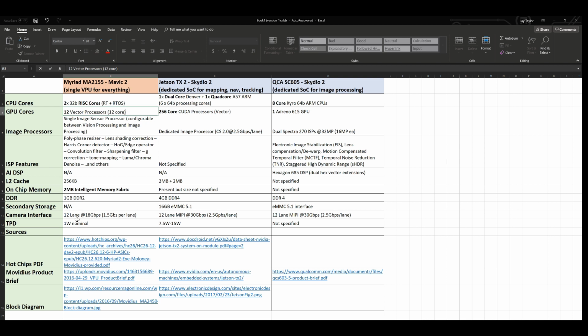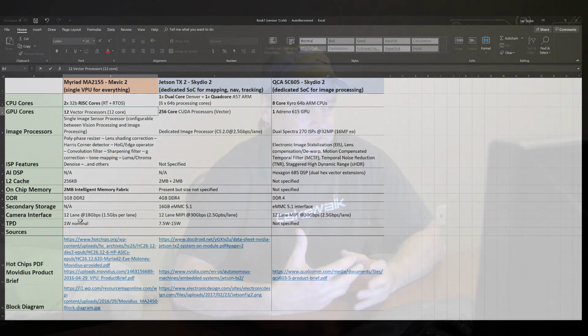Then it's got a 12-lane MIPI interface for the camera, and it's pulling that in at 18 gigabits per second, which is basically 1.5 gigabits per lane. And it's doing all of this at 1 watt nominal power. That's actually really cool, because the lower the power, the longer your flight time is going to be, right? So that's kind of the basic setup of the Mavic.